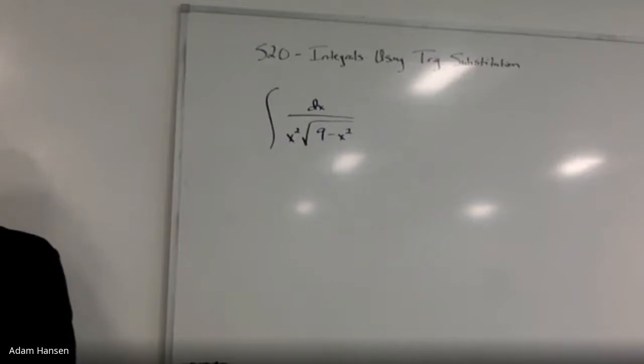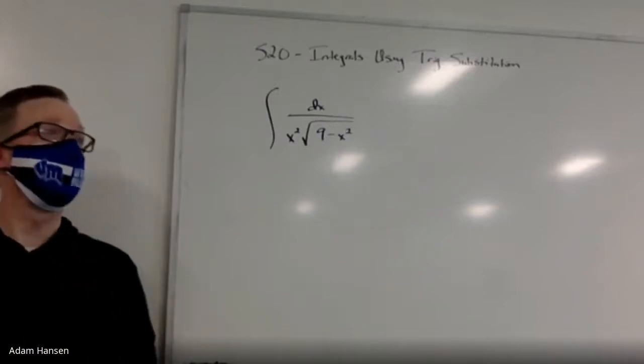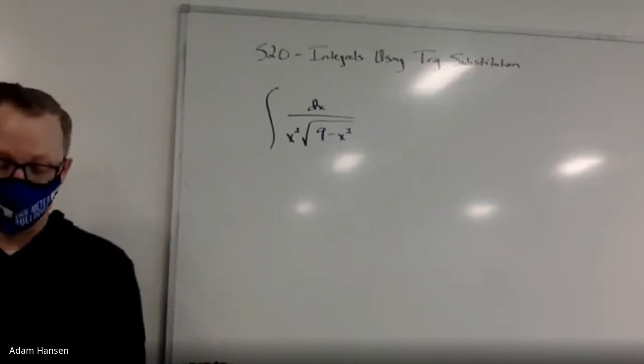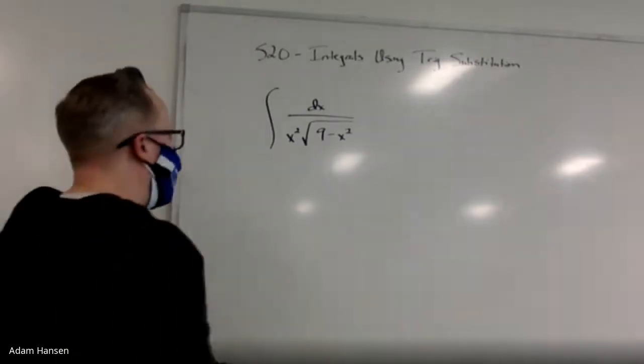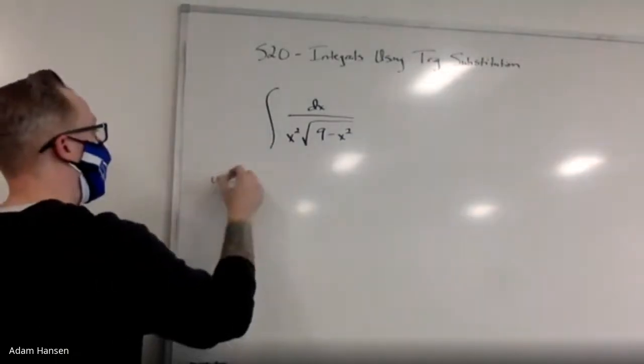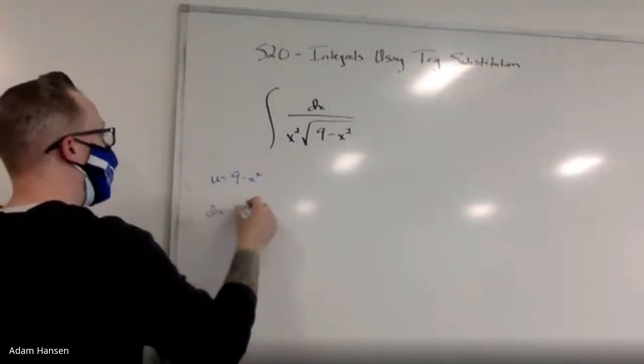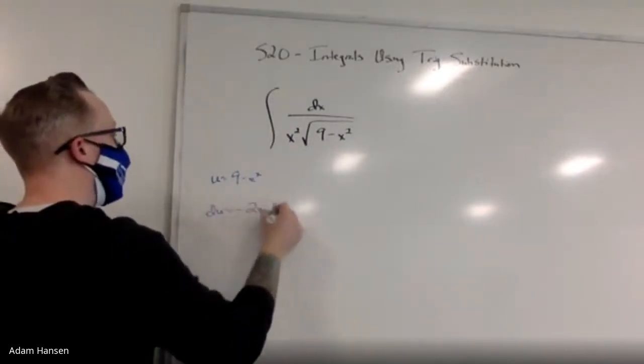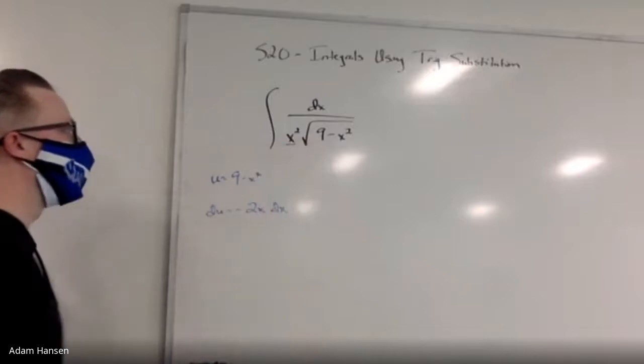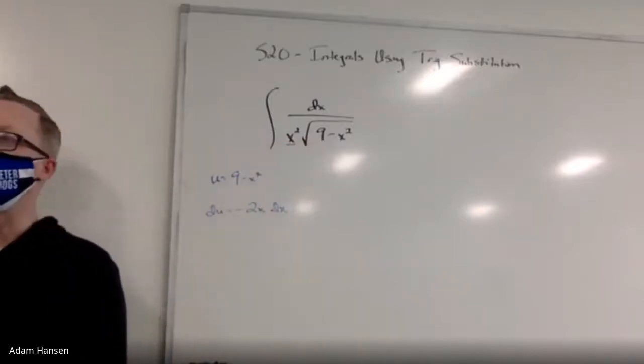What would I set u equal to? What's the inner function for my antiderivative? So if I try this, 9 minus x squared, then du would be negative 2x dx. But I have an x squared out in front, so that's not going to really work.